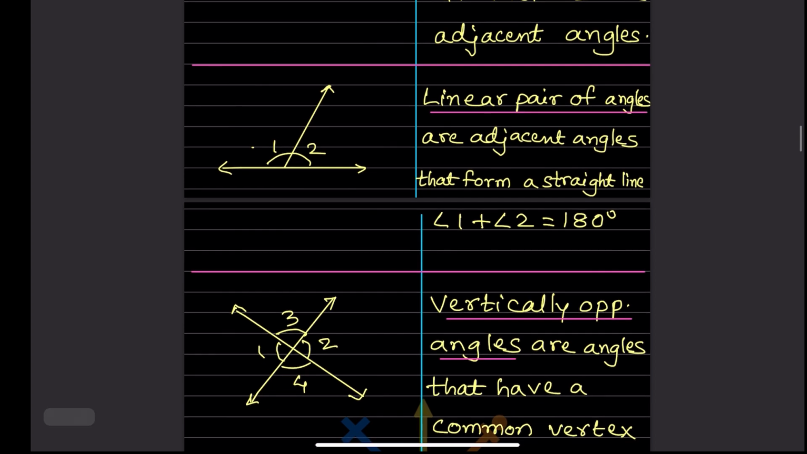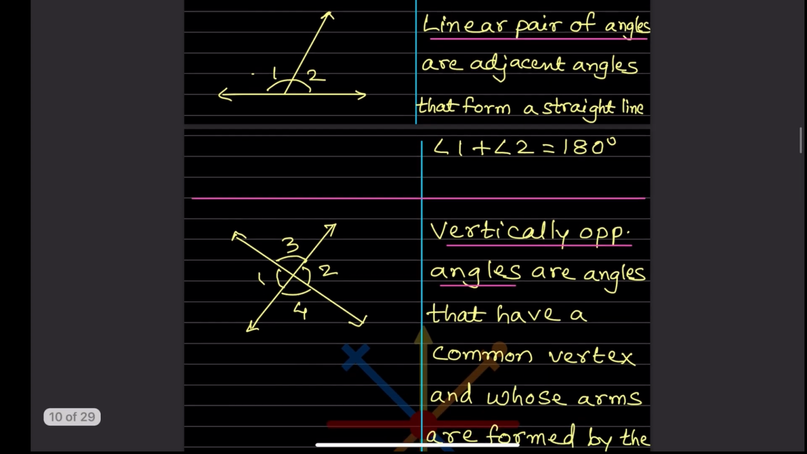Now the linear pair. So this is angle 1 and this is angle 2. The linear pair means it should be 180 degrees. Linear pair of angles are adjacent angles. They are adjacent, meaning at the side, but they form a straight line. And that means angle 1 plus angle 2 is 180 degrees. This you have to remember in linear pair.